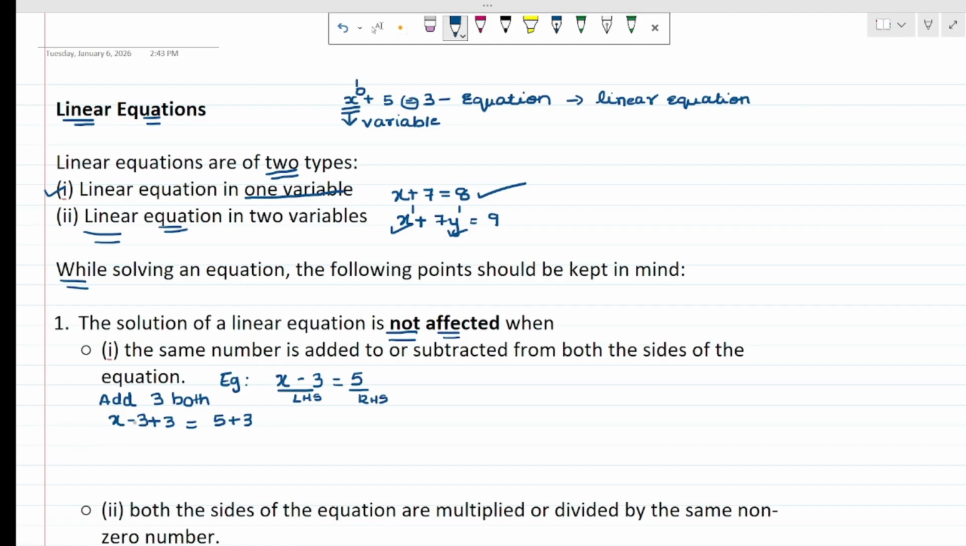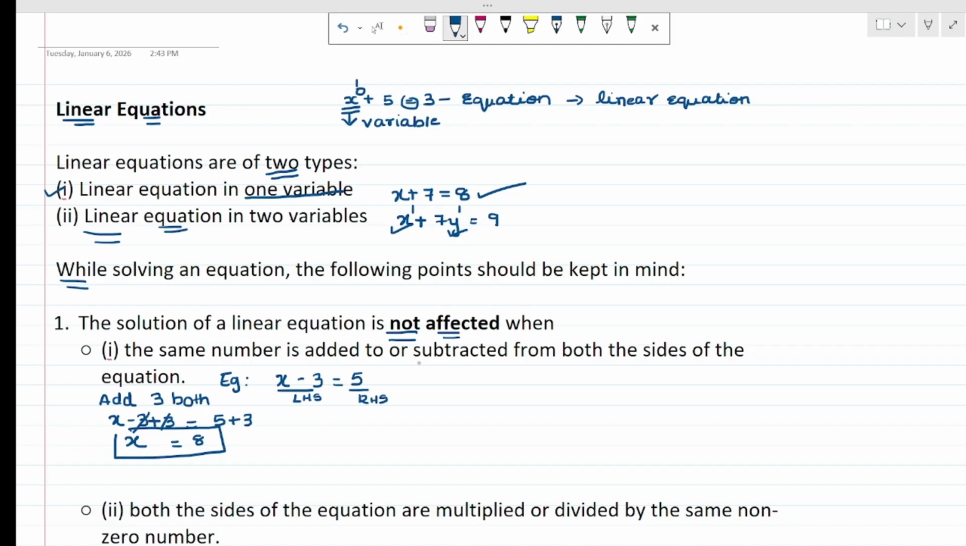What is my answer? Now plus 3 and minus 3 gives me 0. That means only x will be there. And 5 plus 3, that means I will get my answer as 8. Okay, that means my x value is 8.